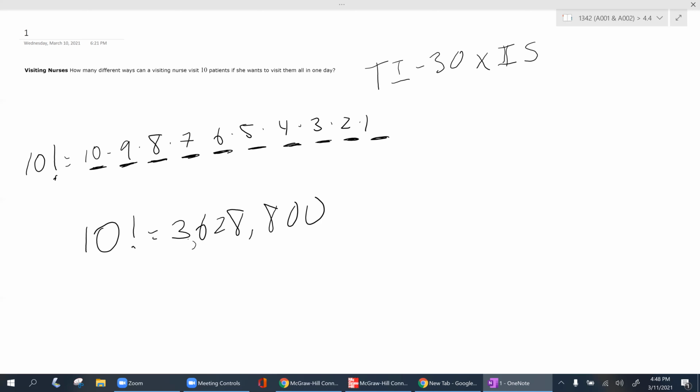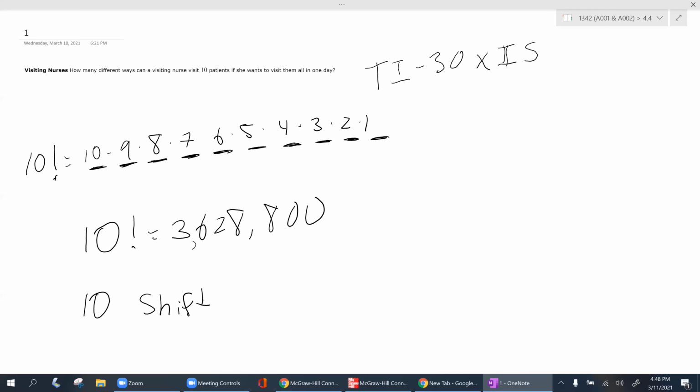And if you are using the Casio fx-115ES Plus, on the top right you'll see a screaming X, an X with an exclamation point. It is right by the on button, and you'll see it highlighted in yellow. So all you would do is press 10. You would click on Shift.